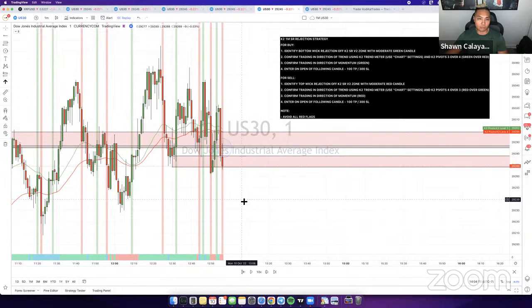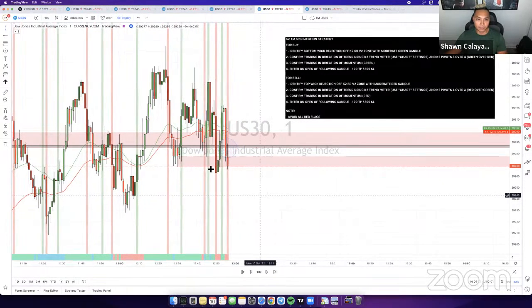Secondly, you can use the K2 pivots to identify a second confirmation. Basically, when the pivots are over price and angling down, that's going to confirm that price is trending downwards. However, to confirm that it's a strong trend, you just want to make sure that the red pivot is over the green. Right here, you can see that it's not over it, but it's attempting to go in that direction. So as a second confluence, you can see that it's attempting to make its way down there. However, the main confirmation here would be the trend meter.